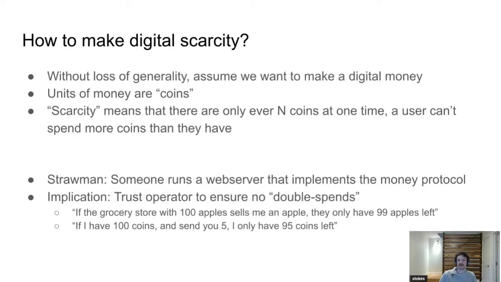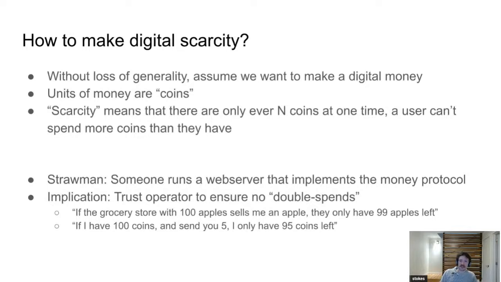And I have these examples here. Again, it should really mirror your intuition from the physical world. So if I'm at the grocery store, let's say the grocery store has 100 apples. If they sell me one apple, then they only have 99 left. They can't go make 200 apples, 300 apples. They can't just magically make apples. They have a certain number, and if they give some away, then that's that. Now in our money protocol, it's a similar thing: if I only have 100 coins in the protocol and I send you 5, I only have 95 left.